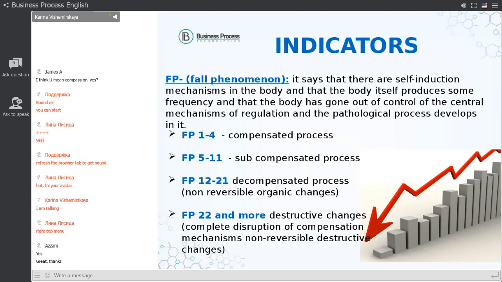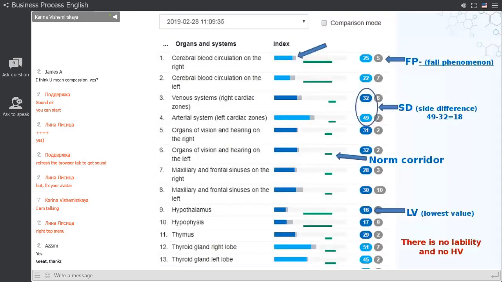Okay, so let's look at the picture and find fall phenomenon. In our diagram, the fall phenomenon are those gray numbers which we can see on the right: 5, 7, 6, 7, 2, 2, 3, 10, 9, 2, 7, 2. So in this case, as I told before, from 0 to 1, it's okay. From 1 to 4, compensated. From 5 to 11, subcompensated. From 12 to 21, decompensated. And from 22 and higher, complete disruption.